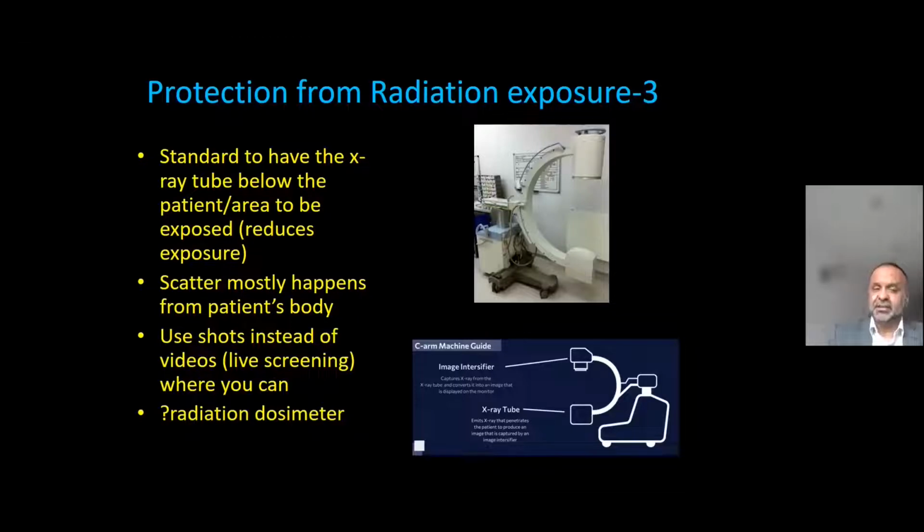And as I said, use single exposure pictures or shots as opposed to live screening or videos. Now, sometimes I will do live screening, but that is not my preferred method. I will generally use just brief shots as well.